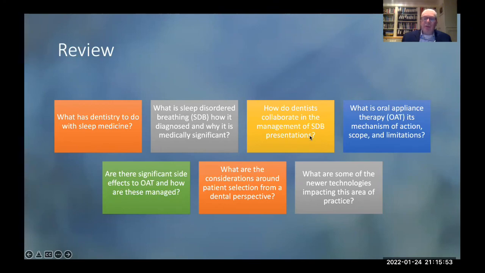How we collaborate in the management of these presentations with our medical colleagues, and what the sequence of communication should be, and how to properly manage patients. Understanding what oral appliance therapy is, and its limitations as well. Managing or ideally preventing side effects, and looking a little deeper at the considerations about patient selection, not overfitting the solution, getting away from the hammer and the nail, which is always a problem somewhat in dentistry. We have wonderful therapies, but they need to be employed appropriately.